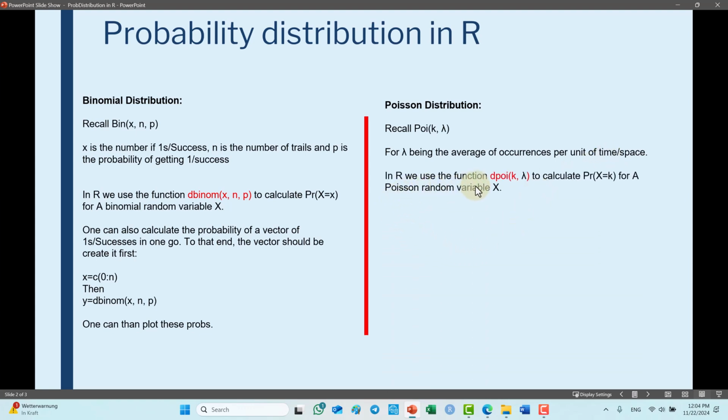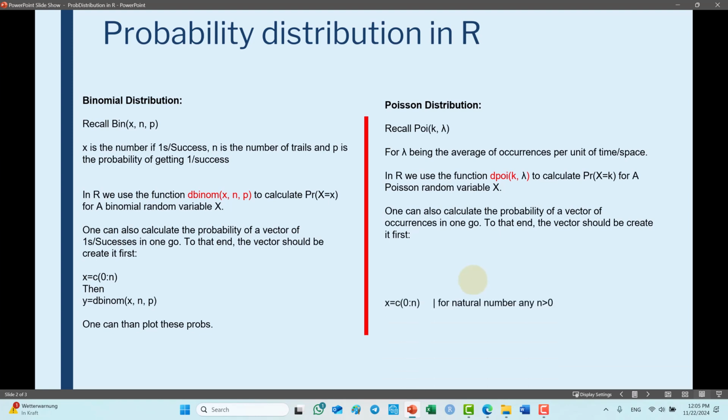In R, we use the function dpois, with k and lambda, to calculate the probability of x equals k for a Poisson random variable x. One can also calculate the probability of a vector of occurrences in one sitting. To that end, clearly we need to create that vector first from 0 to n, for n being a natural number bigger than 0, and then apply the dpois on this vector and then plot the probabilities.